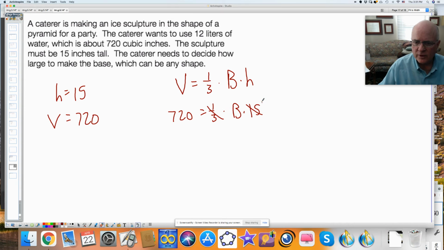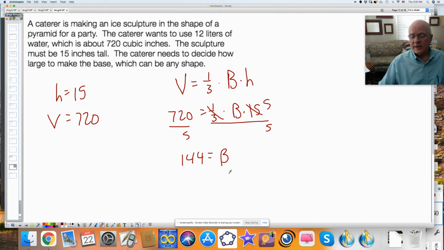15 divided by 3 is 5. If I divide both sides of the equation by 5, I get the area of the base has to equal 144. Now, any two numbers that multiply to give me 144 would work for the base.